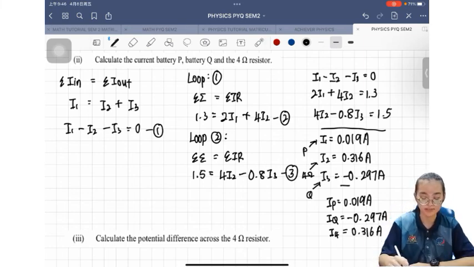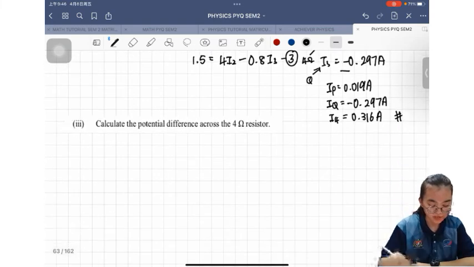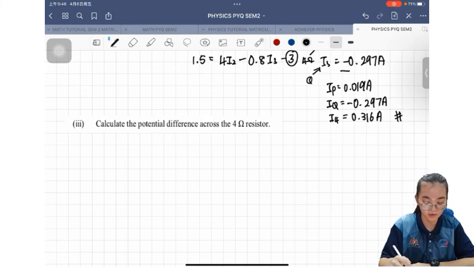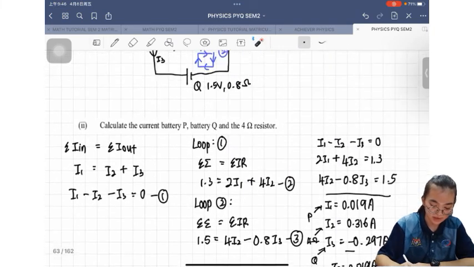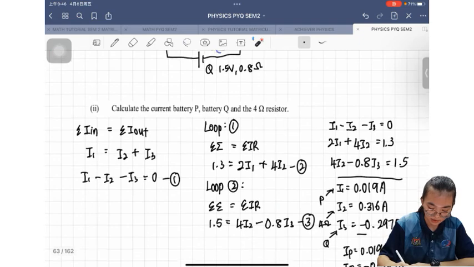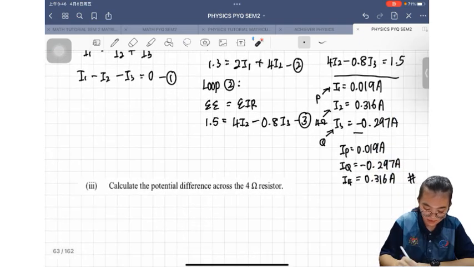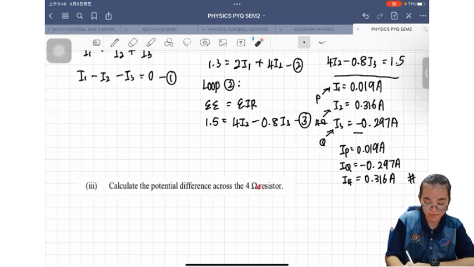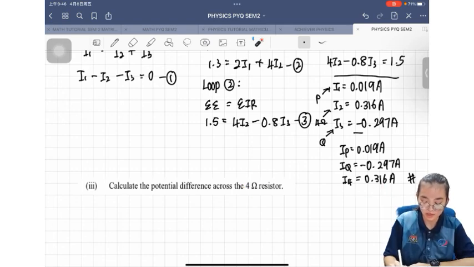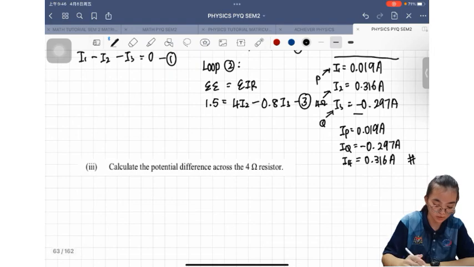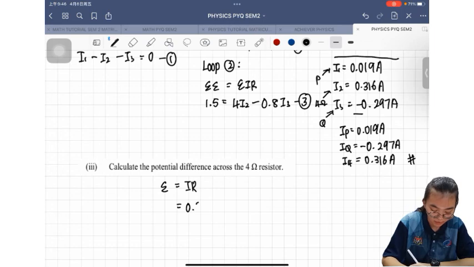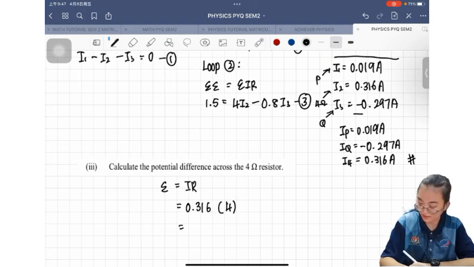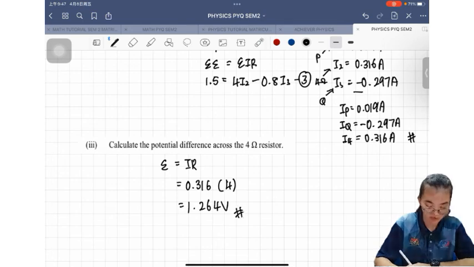This is our answer. For question 3, calculate the potential difference across the 4 ohm resistor. We know our resistance is 4 ohm and the current is 0.31 ampere. We can use the formula V equal to IR, and then 0.31 multiplied by 4, and we can get 1.2 volt, and this is our potential difference.